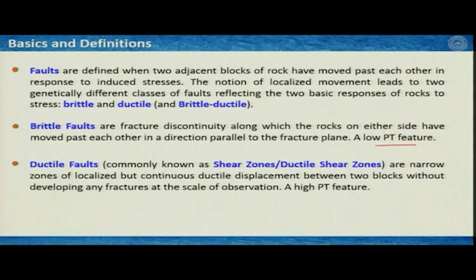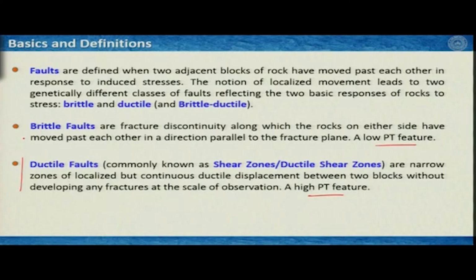On the other hand, ductile faults, we do not say ductile faults, we mostly call them shear zones or ductile shear zones commonly. These are narrow zones of localized but continuous ductile displacement between two blocks without producing any characteristic fractures at the scale of observation. If that happens, then this is a high pressure temperature feature, and we learn about ductile faults or ductile shear zones in the next week, and this week we will focus on brittle faults or faults as we commonly talk about.